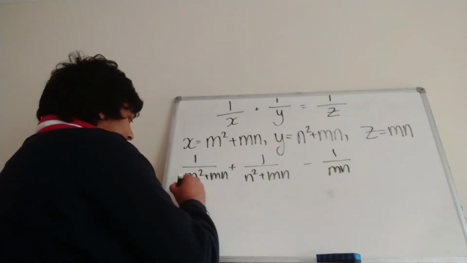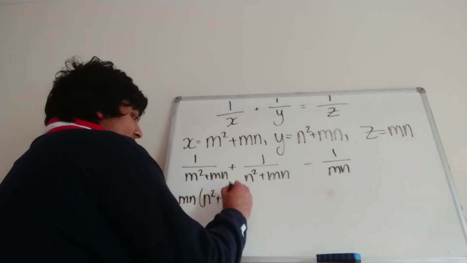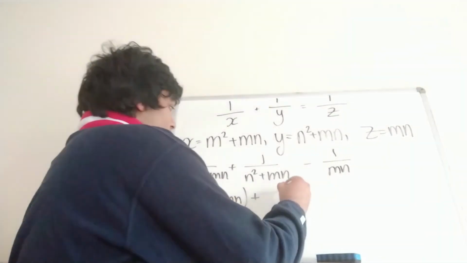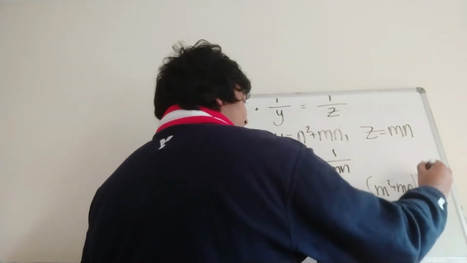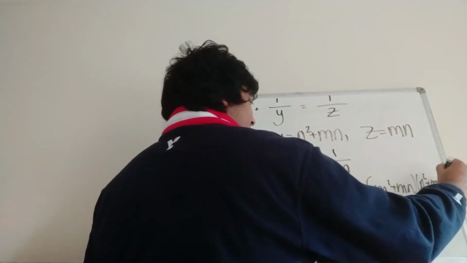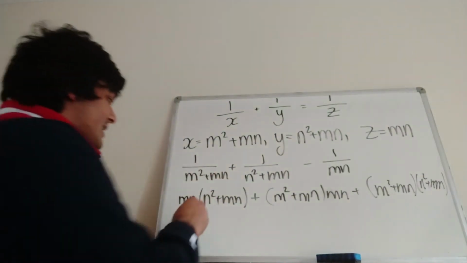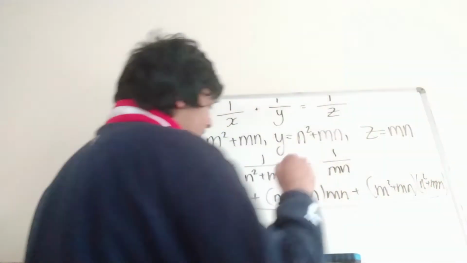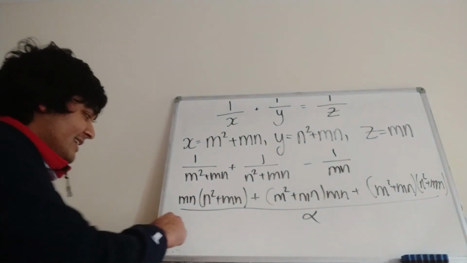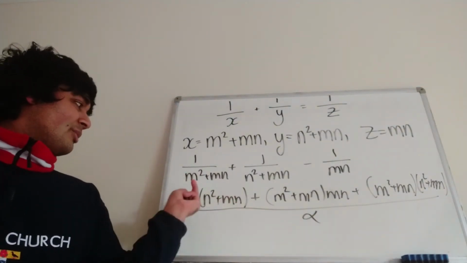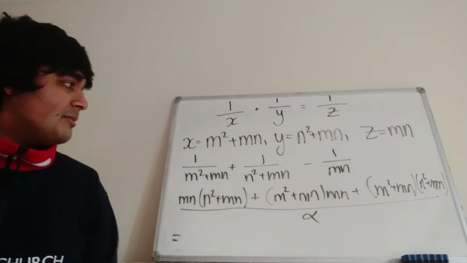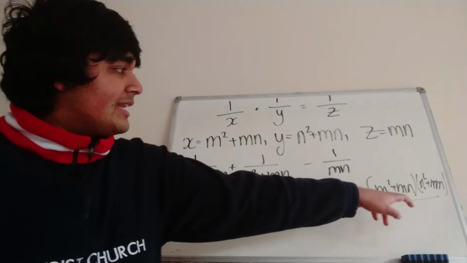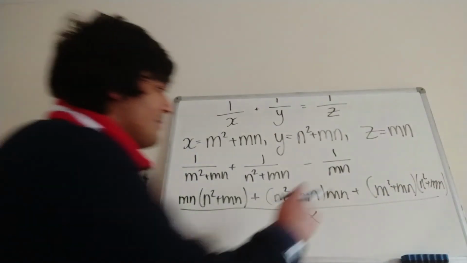So on this guy here, we're going to get mn times n squared plus mn, plus m squared plus mn times mn, minus m squared plus mn times n squared plus mn, all over this common denominator. And I'm just going to call the common denominator alpha for now, just so I can save space and save writing. And let's just expand this out, or have a look at what it expands out to. The mn times n squared gives us mn cubed. But then if we look for an mn cubed along here, we're going to get an mn cubed from this guy here. Oh, this is supposed to be a minus.